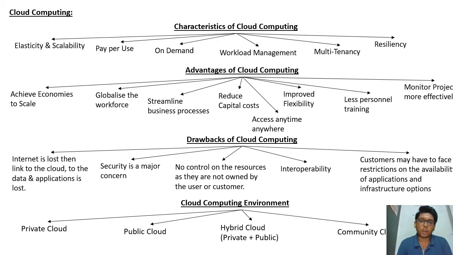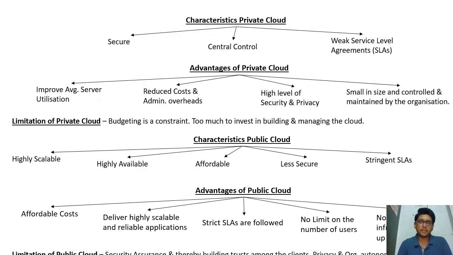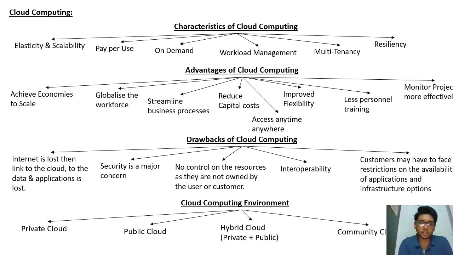What next? Cloud computing environment is divided into 4 parts: private cloud, public cloud, hybrid, community. Hybrid is public plus private, which I'll explain in the next slide. First, what is a private cloud?